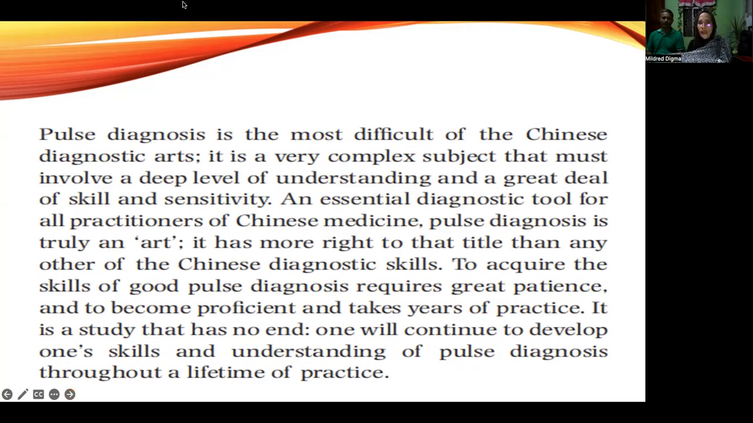Pulse diagnosis is truly an art. So, it has more right to the title than any other of the Chinese diagnostic skills. So, para po ma-acquire natin ang skills sa good pulse diagnosis, kailangan po natin ng tiyaga. Kailangan natin itong pina-practice. To become proficient takes a year of practice. It is a study that has no end. So, wala pong katapusan ang pag-aaral pag tayo nagpo-pulse. One will continue to develop one's skills and understanding of pulse diagnosis throughout a lifetime of practice.